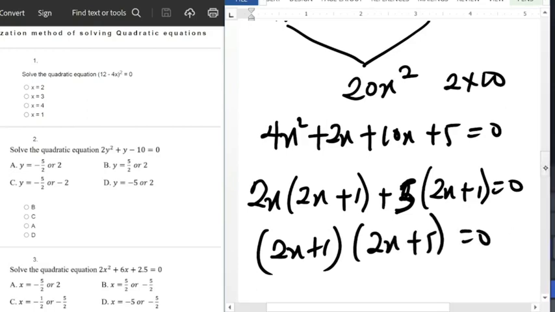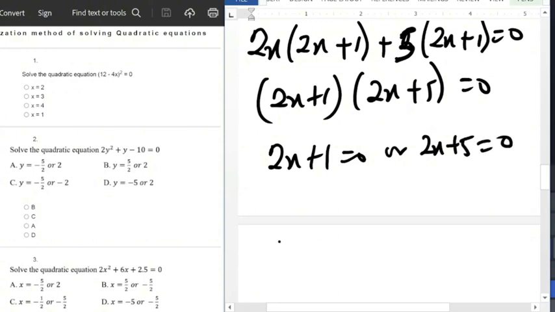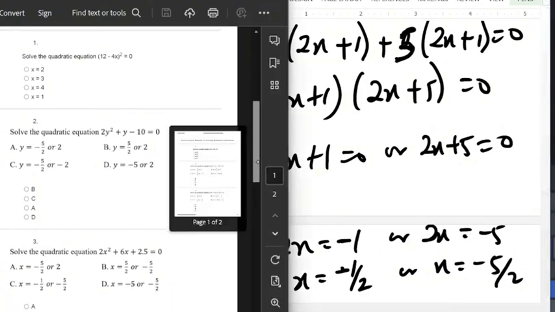5 equal to 0. So we can then conclude that 2x plus 1 equal to 0, or 2x plus 5 equal to 0. So that's going to be 2x equals minus 1, or 2x equals minus 5. So that's going to be x equals minus 1 over 2, or x equals minus 5 over 2. Which is still the same thing we arrived at previously. So let's go to question number 4.